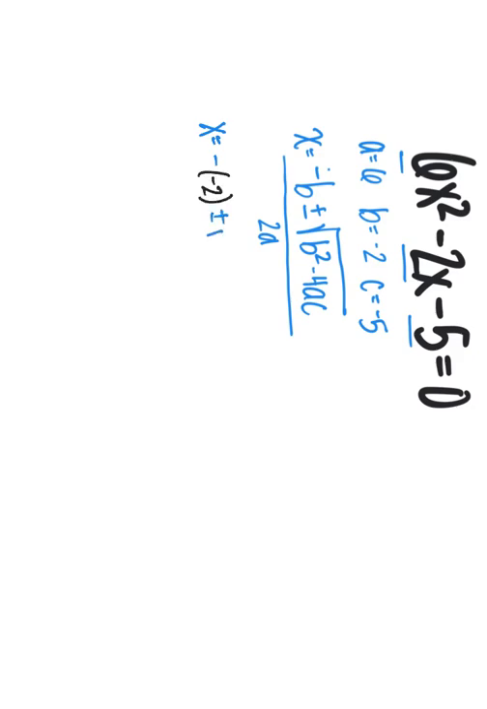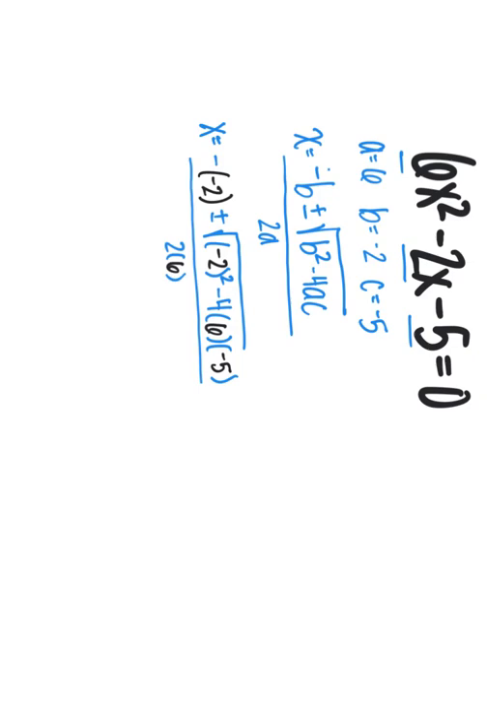Plugging everything in, we get x equals negative, and our b value is negative 2, plus or minus the square root of b squared. So our b value again is negative 2, and we're going to square that, minus 4 times our a value, which is 6, and our c value, which is negative 5. And this is all over 2 times our a value, which is 6 again.